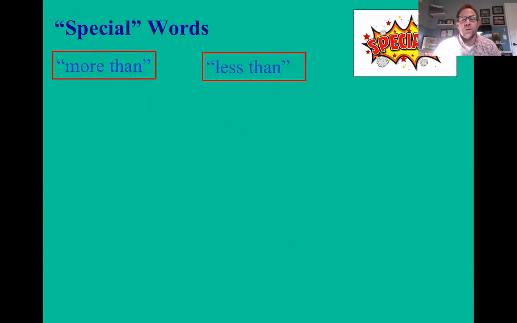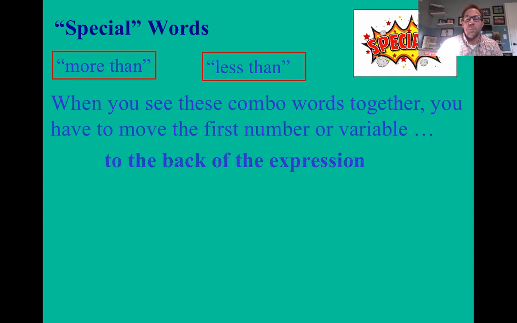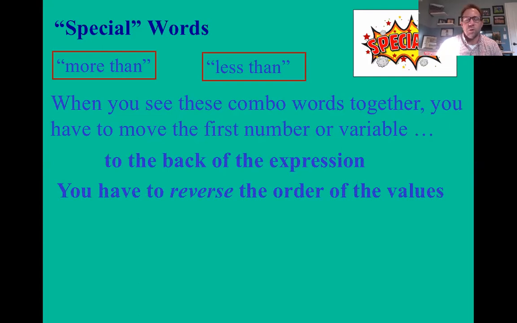So I'm going to move on to a new rule. Okay, so these are the specials. I told you that there were a few special ones. Those are the ones in the boxes. Okay, so when you see the words more than and less than, when you see these combo words together, you have to move the first number or variable. So whatever was your first number or variable, you have to move that to the back of the expression. You have to reverse the order of the values. Okay, what do I mean? All right, so I'm going to give you an example here.